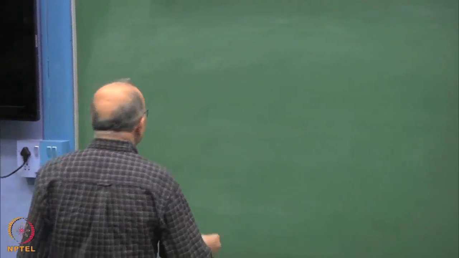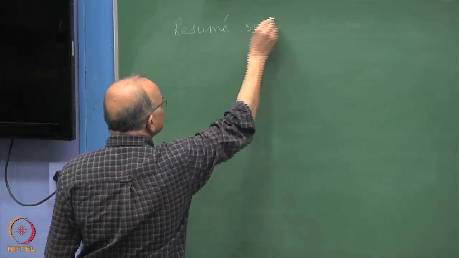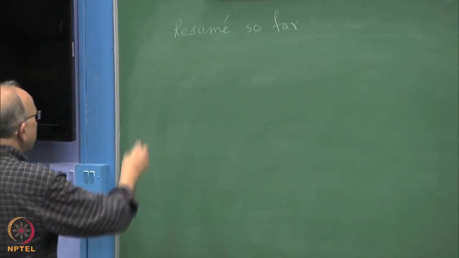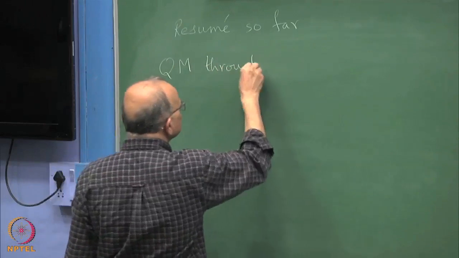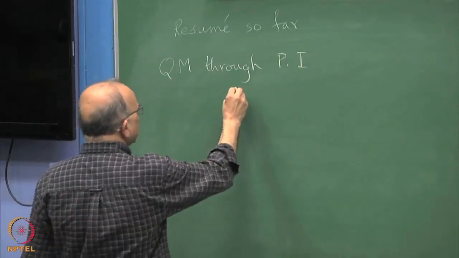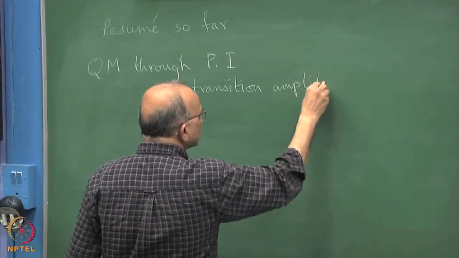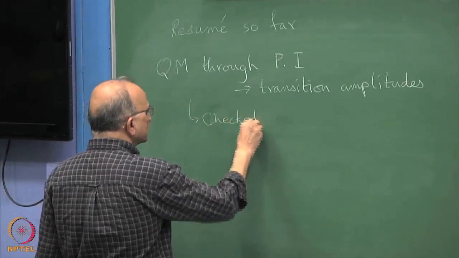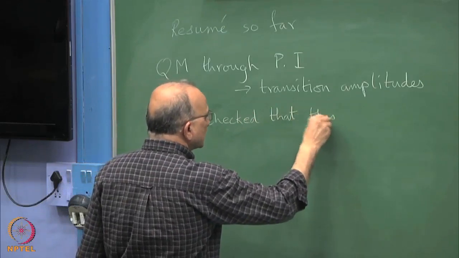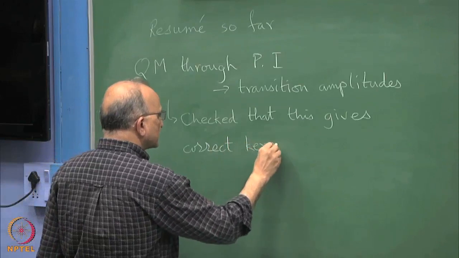So let me write down the sequence of things we have been doing, and then you can see. So far, we defined the quantum mechanics through path integral, which actually meant through transition amplitudes. But we basically checked that this gives the correct kernel for the free particle.